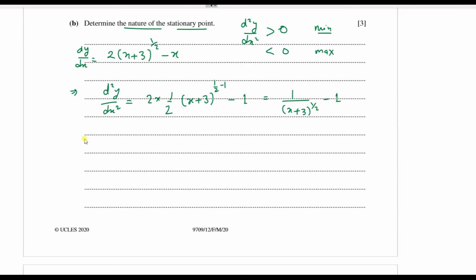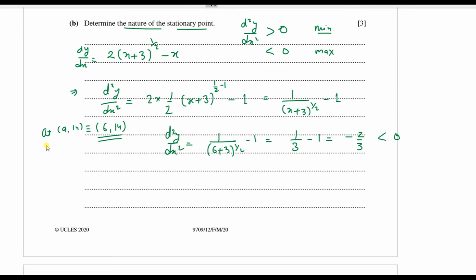Now let's check at (a, 14), and now since we have a value, that is (6, 14), so we are going to check for (6, 14). What is the d2y over dx squared? D2y over dx squared will be 1 over (6 plus 3) to the power half minus 1, and it is 1 upon root of 9, that is going to be 3, 1 over 3 minus 1, and that is going to be minus 2 over 3, and we know that this is less than 0.